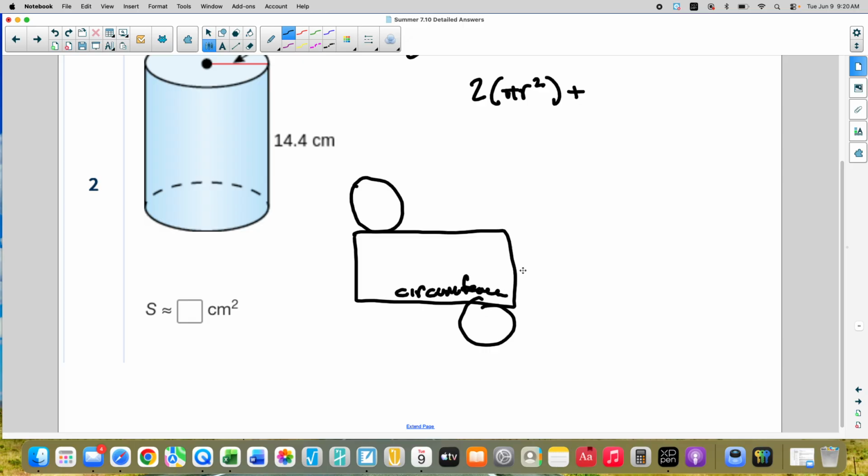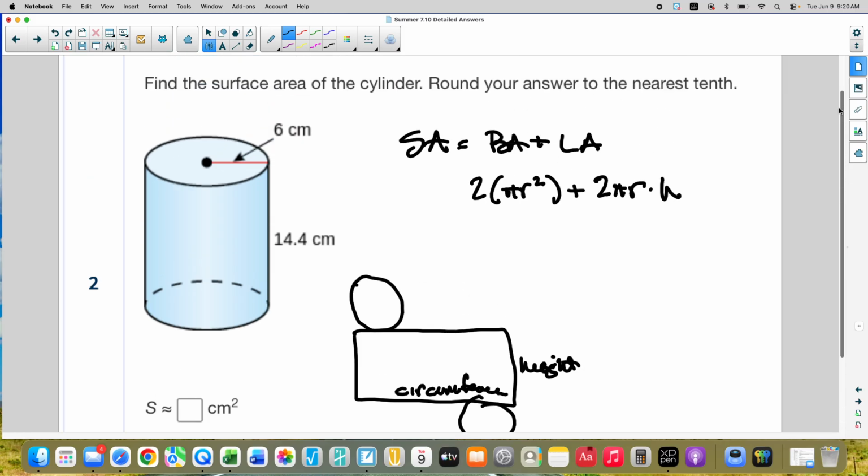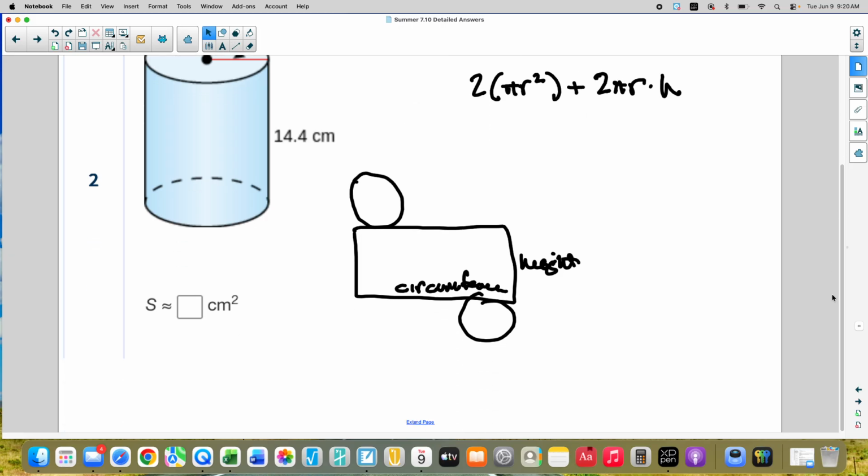It's the circumference, and this is the height. So the circumference is going to be 2 pi r, and then you times it by height. So that formula for every single cylinder for the surface area is 2 pi r squared plus 2 pi r h. And we can plug in values and substitute them.